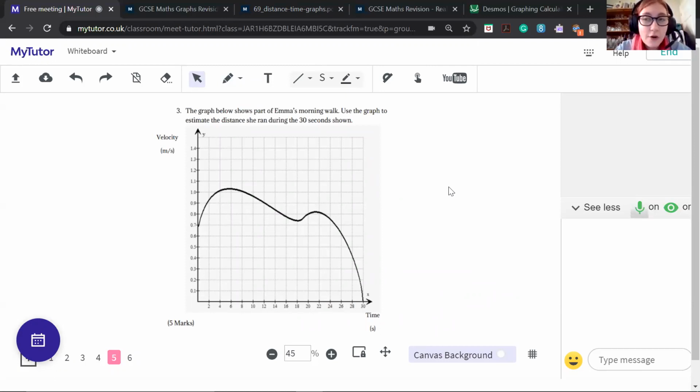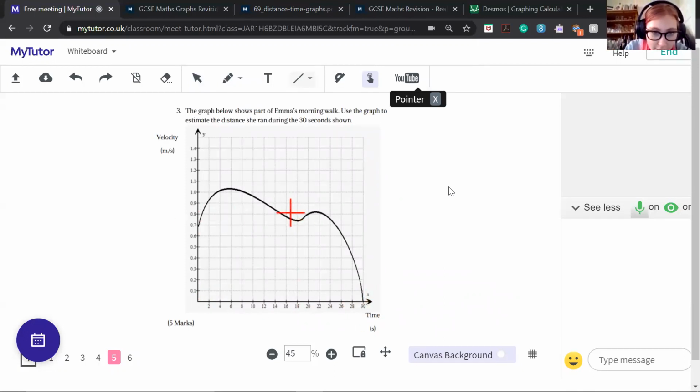Let's think about this graph. Remember, the first thing, look at the axes, see what we're dealing with. So this along the bottom shows time. So it says it's shown 30 seconds, and we can see that there. So at say 18 seconds, she's going about 0.75 meters per second, and so on. And this is velocity. So velocity is a really similar thing to speed, but it's with an associated direction.